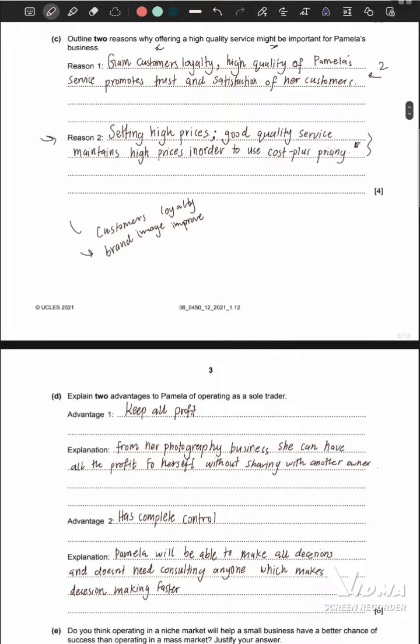So we also have many possible answers for this, but I took the most simple ones and the ones that usually come to mind during the exam, right away on the spot. So the obvious reason for being a sole trader is that you can keep all the profit to yourself.